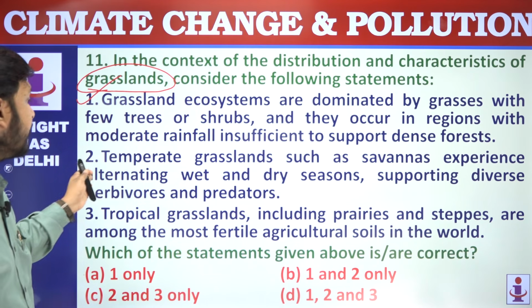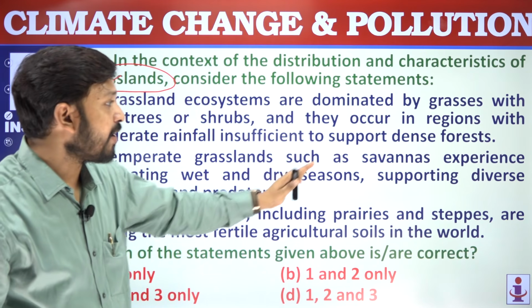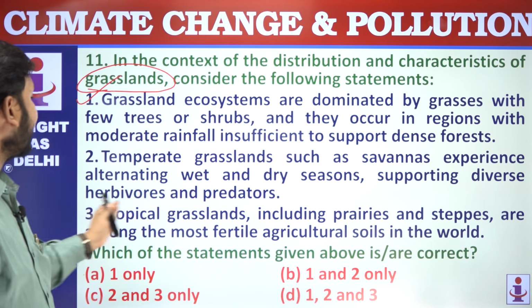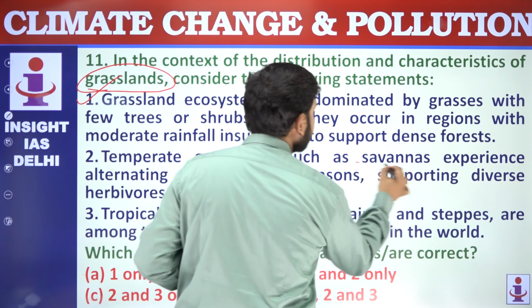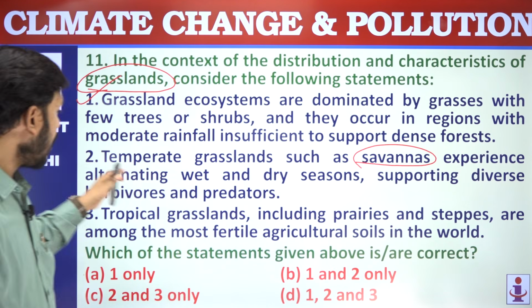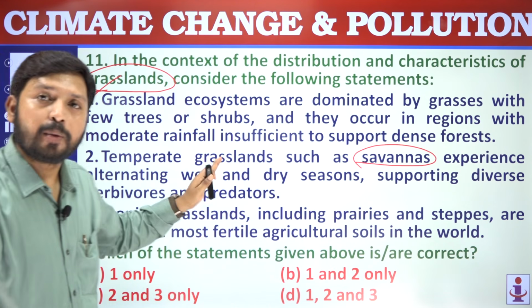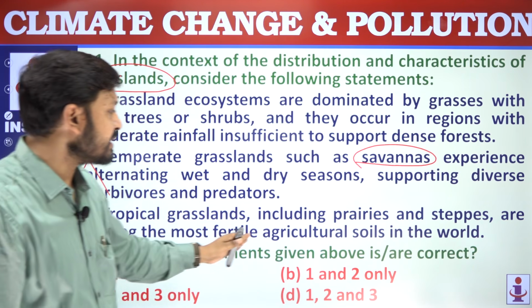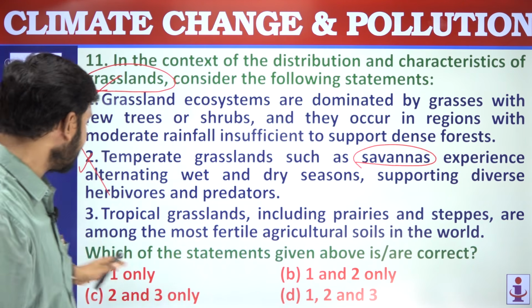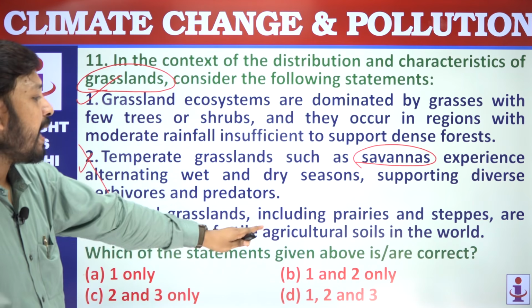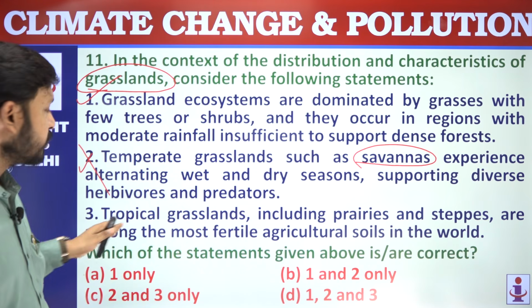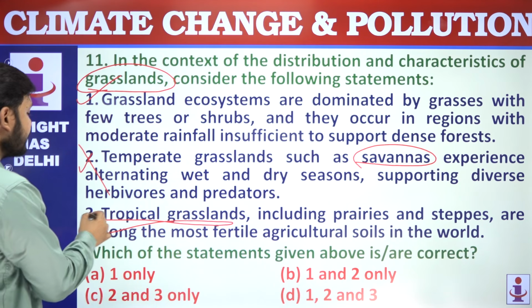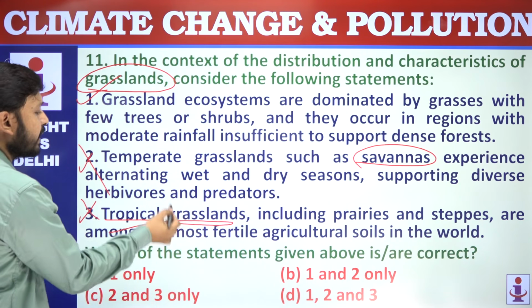Right statement. Temperate grasslands such as savannas experience alternating wet and dry seasons, supporting diverse herbivores and predators. See, savannas are not temperate grasslands, they are tropical grasslands, so this is the wrong statement. Next one, tropical grasslands include prairies and steppes, are among the most fertile agricultural soil in the world. Okay, so this is also a wrong statement, because prairies and steppes are temperate grasslands, so they have used this term here and this term here.